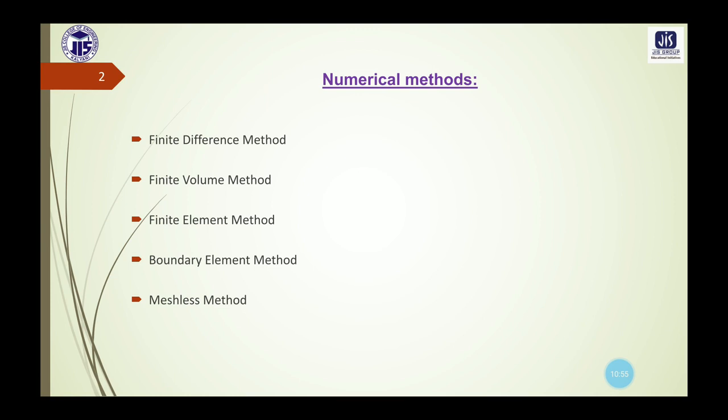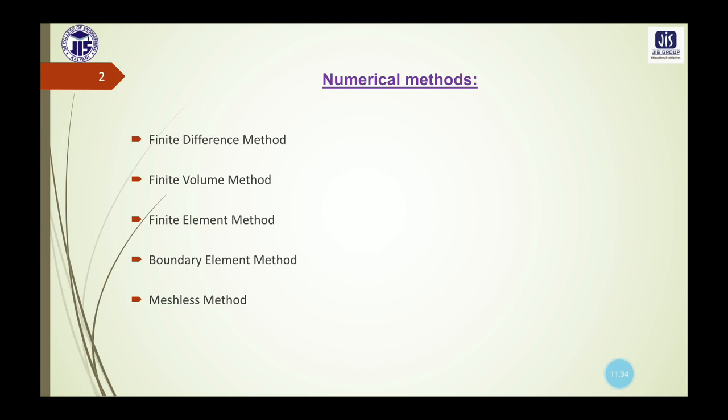As discussed just now, the analytical approach leads to the closed form solution, which is effective for simple geometry. It is not applicable or not preferred for complex shapes or complex structures. So this analytical approach is effective in the case of simple geometry, boundary condition, loading and material properties which are not very complex.